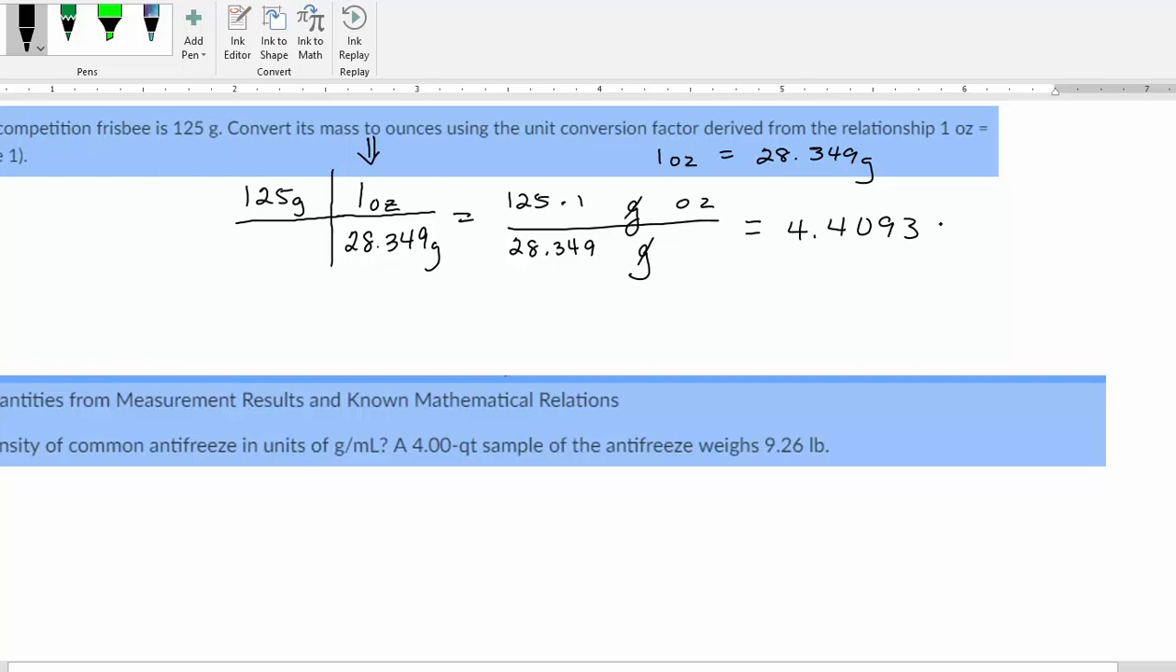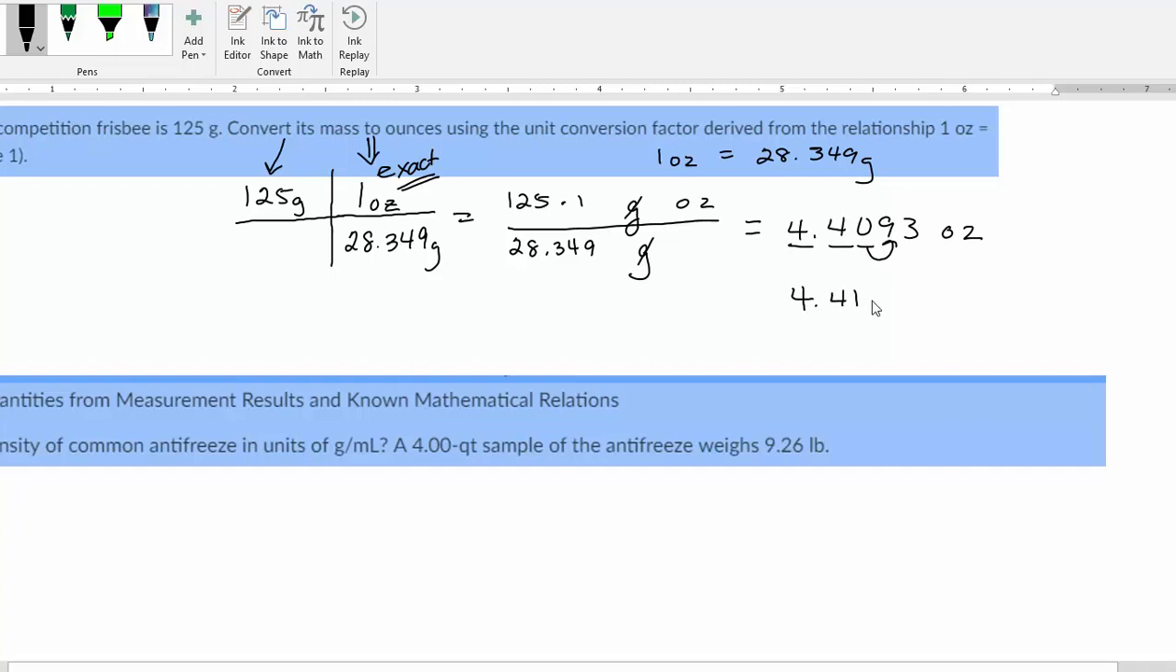But let's look at our numbers. This conversion factor is considered an exact number. This is a definition. So this is my measured quantity. It has 3 significant digits. The number of significant digits in the answer will be driven by the measured quantity. So because this measured quantity has 3 sig figs, I need to report 3 significant digits. Look next door to see if I round. So I would report 4.41 ounces.